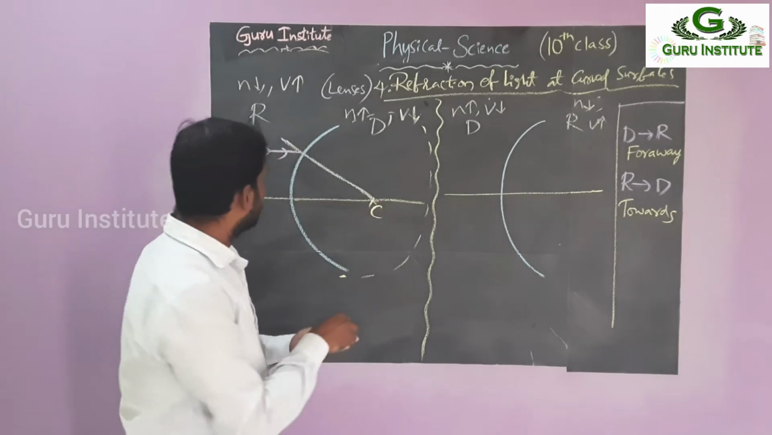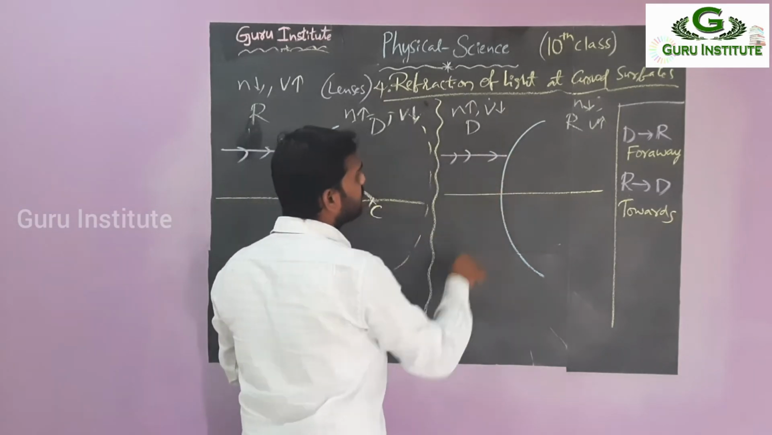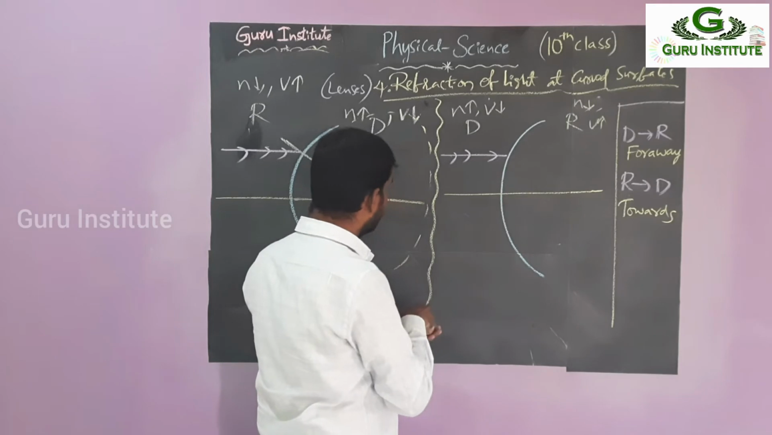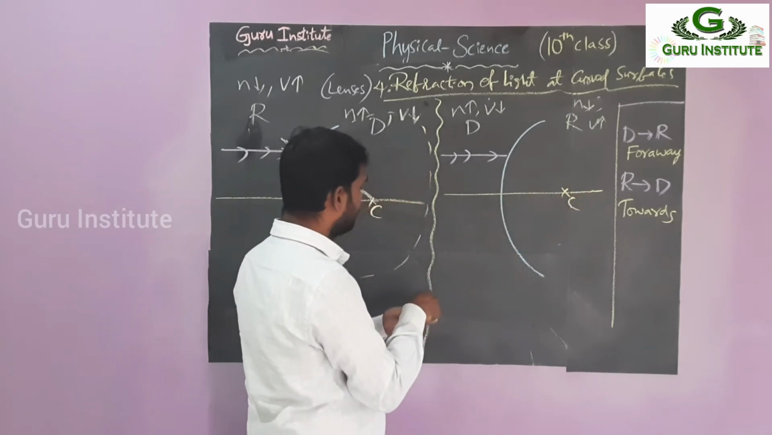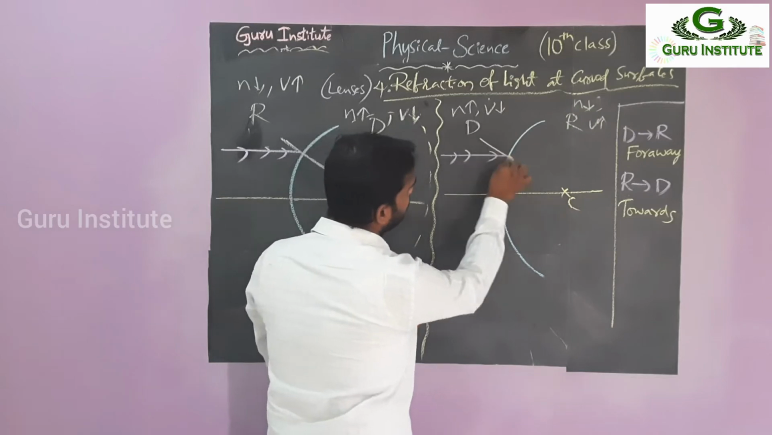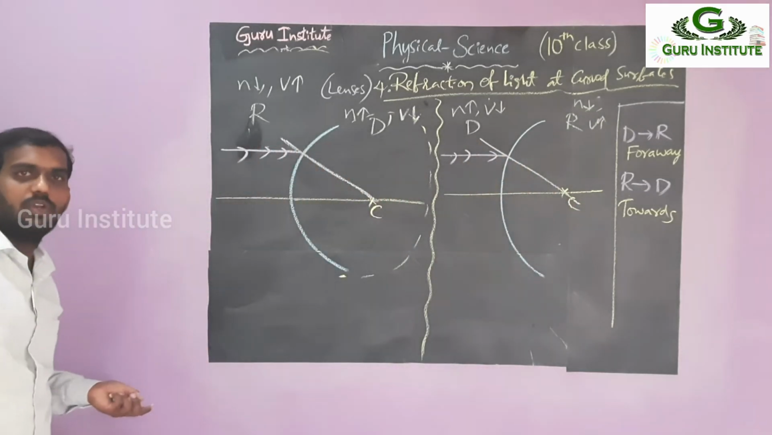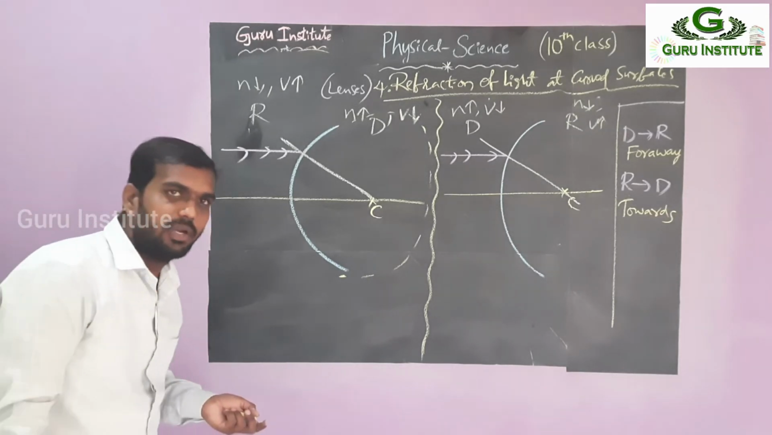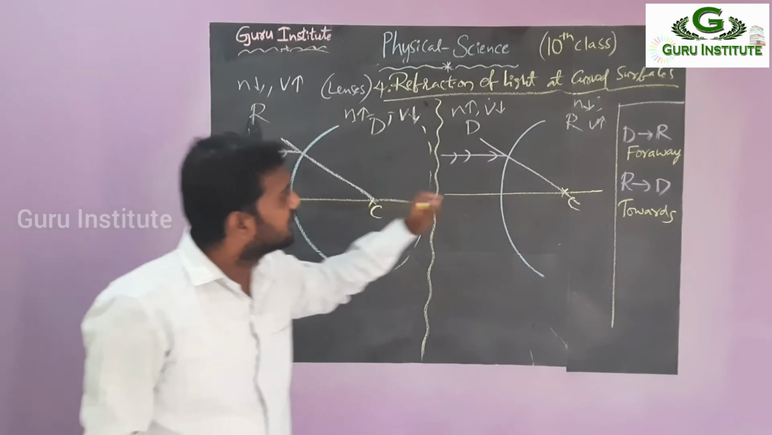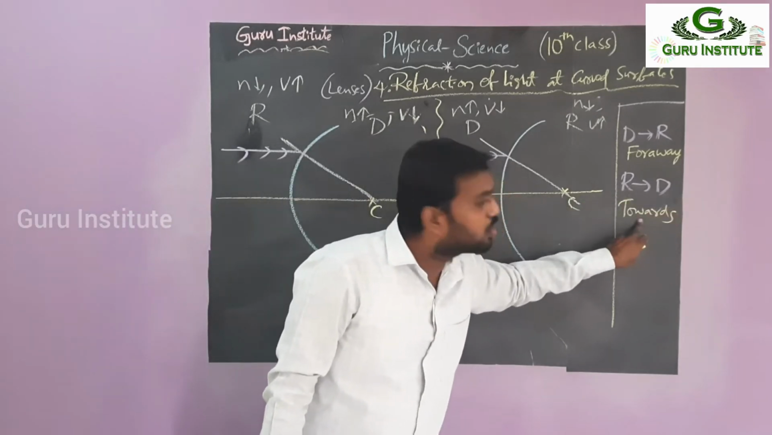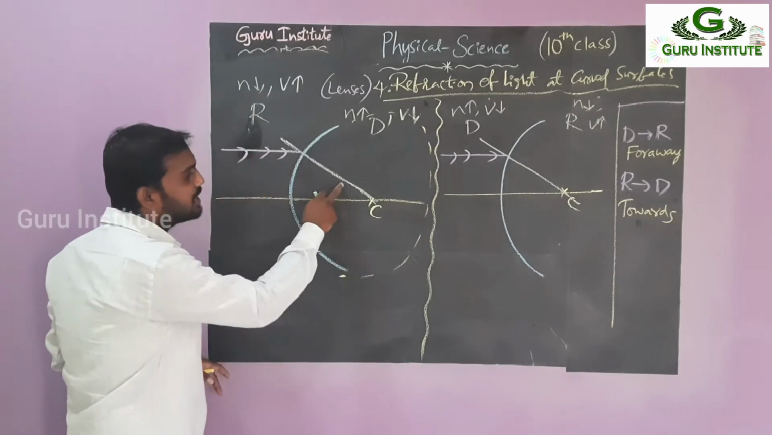In this case also, I am taking the same parallel ray falling on this one. Here also inside only. Center of curvature here. Again draw the normal here. This is the normal. Why? Because only after the normal does it bend towards the normal or away from the normal, depending upon the medium. Now see here, rarer to denser. What happened? Towards the normal.